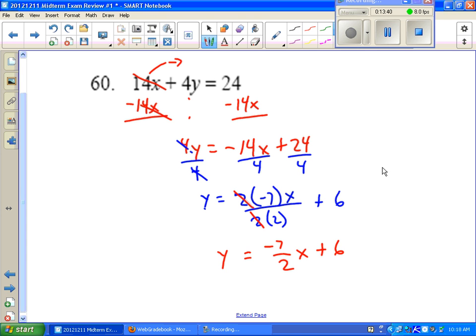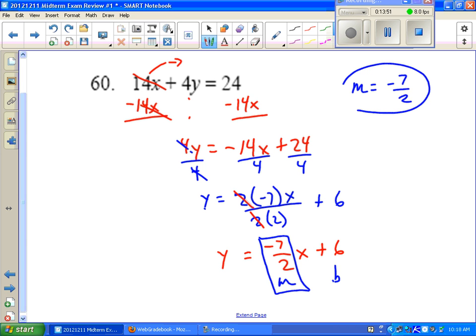If you notice, this is y equals mx plus b. So this is your m value, which is multiplying by x. So your slope, it's negative 7 over 2. And your y-intercept is your b value, which is a positive 6.